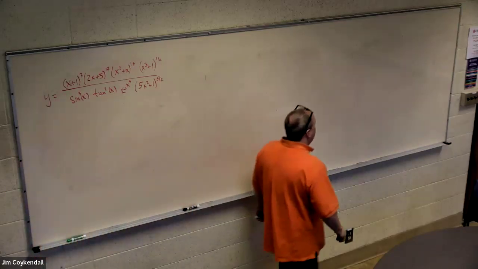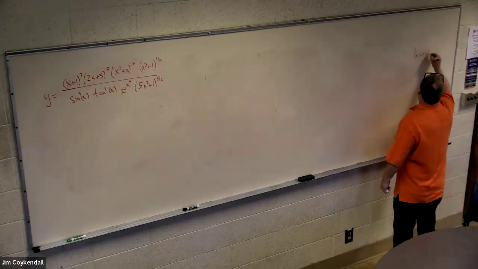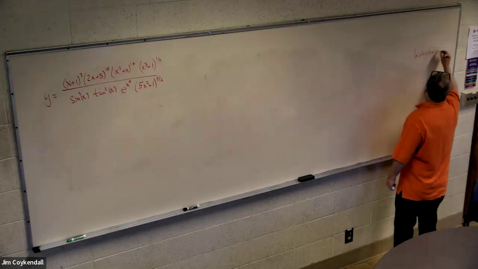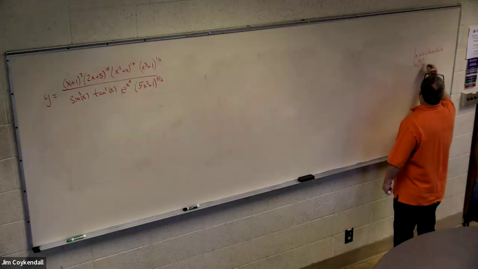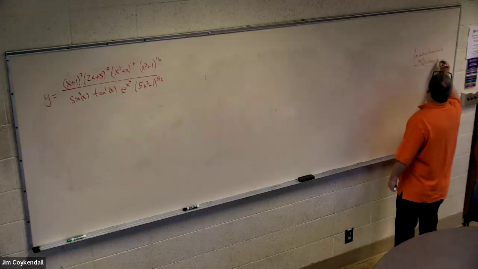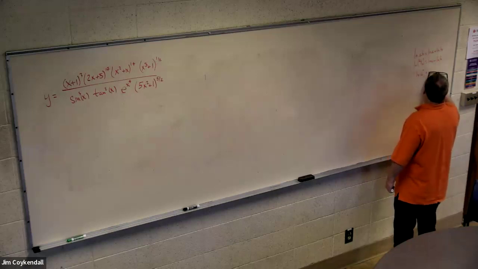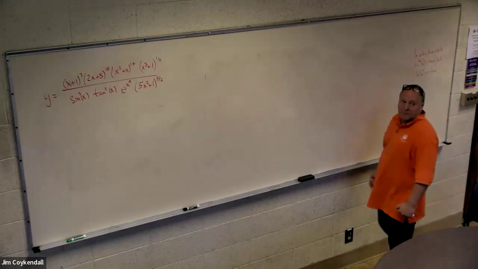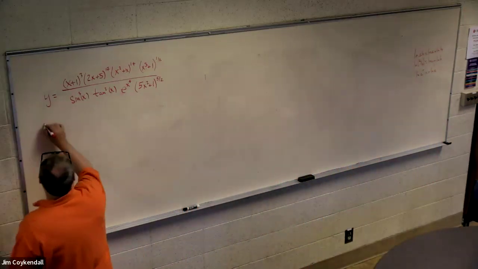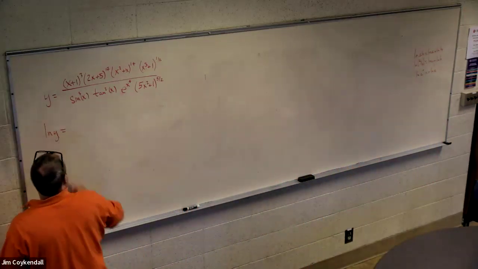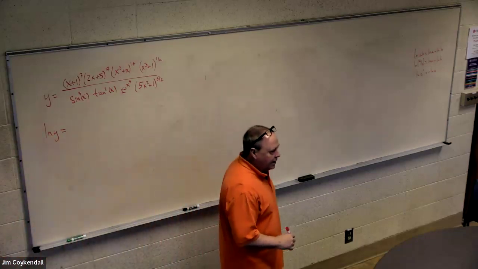Remember the properties I had of this. Log AB is log A plus log B. Log A over B is log A minus log B, and log A to the R is R log A. Let's take the log of this. Usually you think log, right?